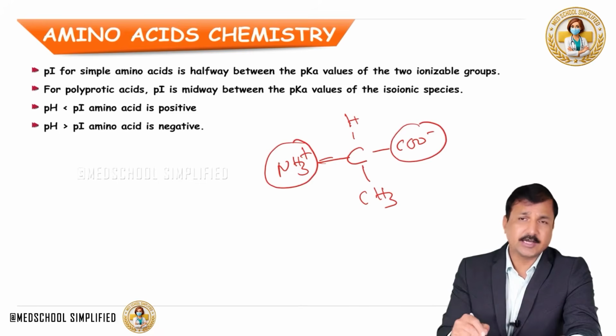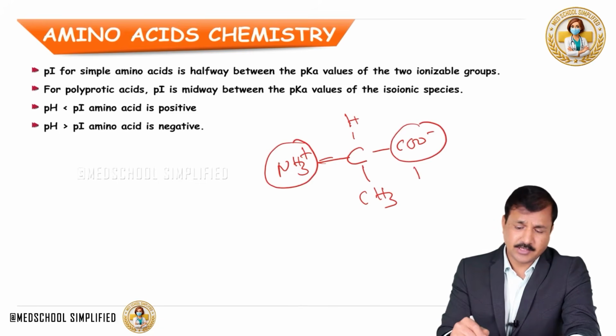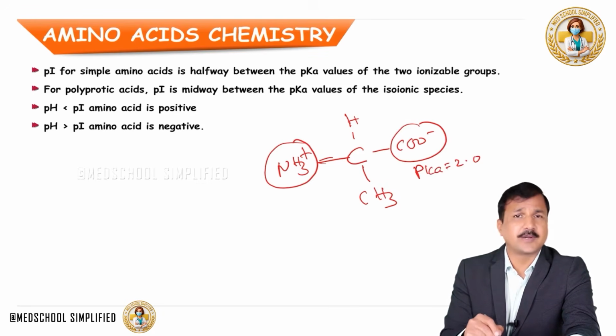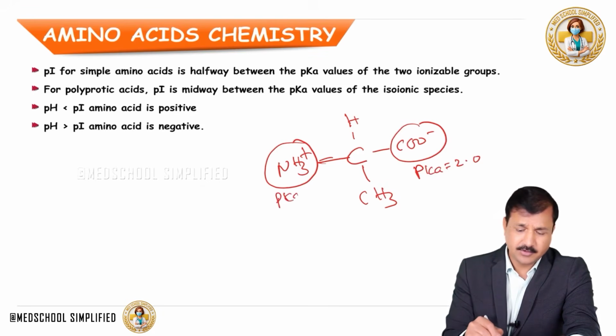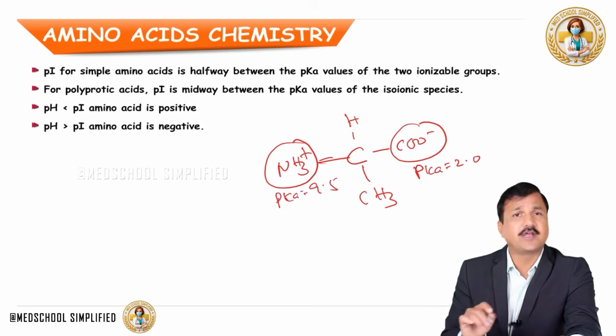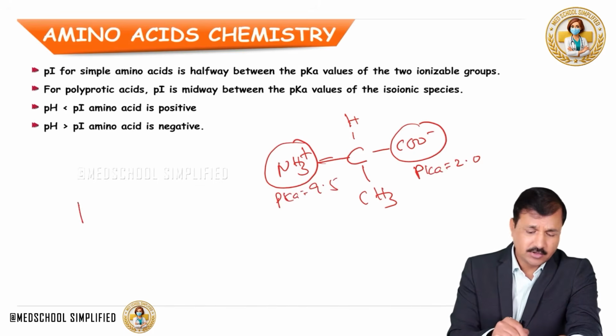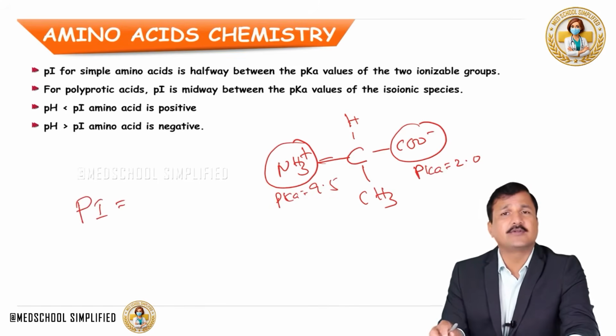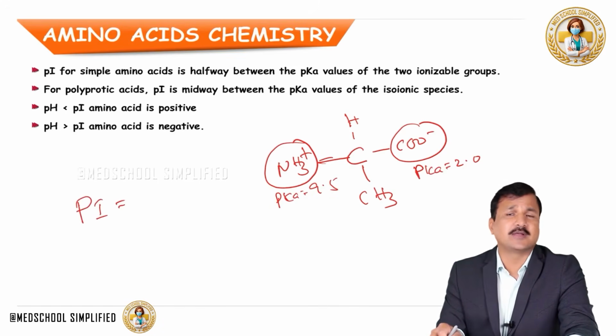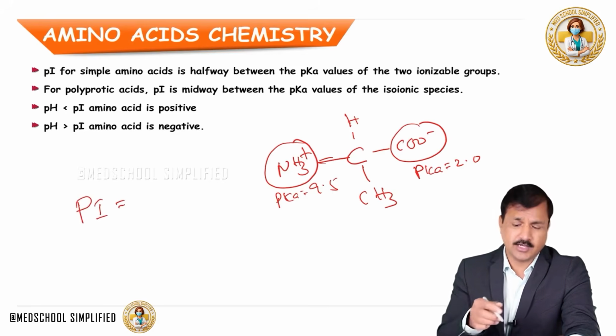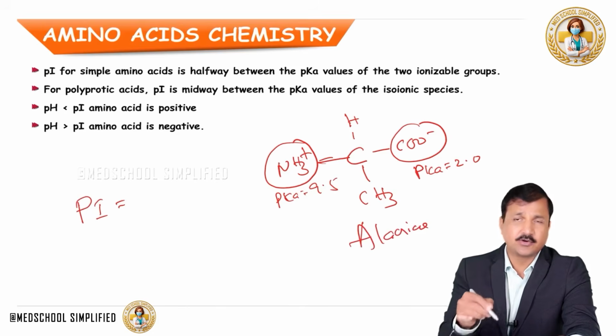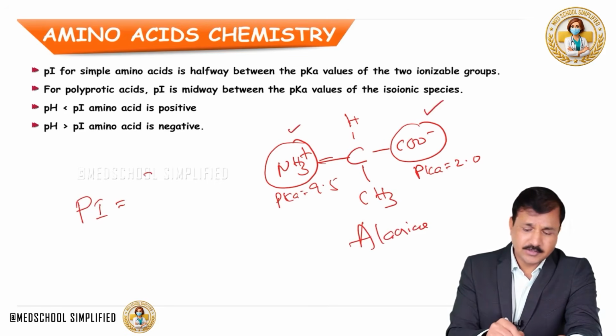You will have to take the pKa values. The pKa of the primary carboxyl group is 2.0, and the pKa of the primary amino group is 9.5. So how do you find the PI, the isoelectric point? To find the isoelectric point, you need to take the average pKa of the ionizable groups in a molecule. What are the ionizable groups in the amino acid alanine? The primary carboxyl group and the amino group. The carboxyl group is 2.0 and the amino group is 9.5.